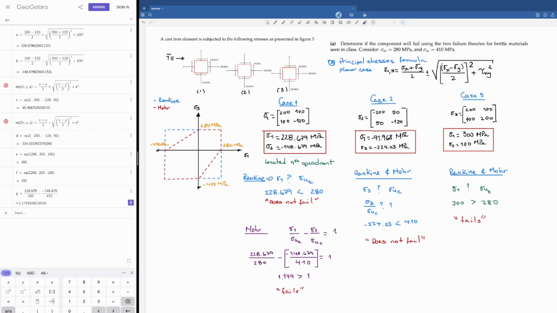Let's summarize it. So we have given a cast iron element. This is very important to mention at the beginning: when we talk about cast iron, we usually talk about brittle material. That's why they're asking us to compare it with the two failure theories for brittle materials given in class. Then we have 3 state of stress cases, which may correspond to the same point with different orientations, or 3 different points on an element member. For each of these cases, we extract the stress tensor, simply respecting the sign convention given by von Karman.